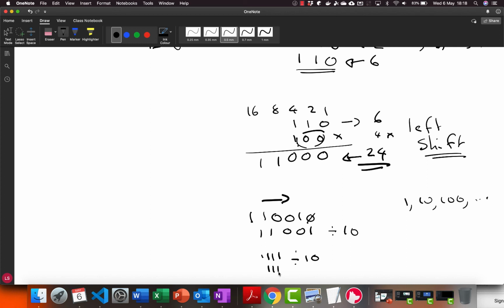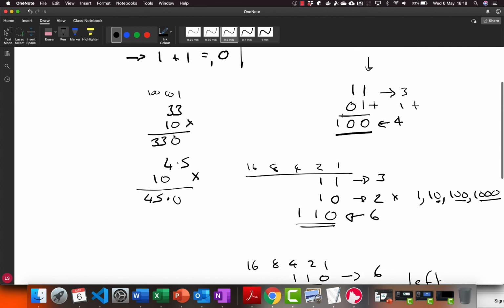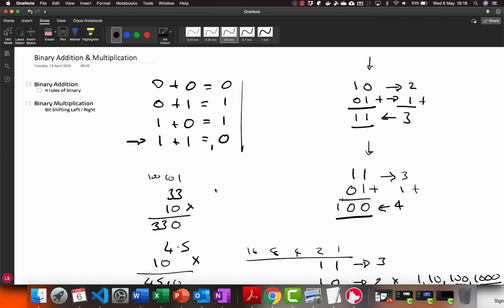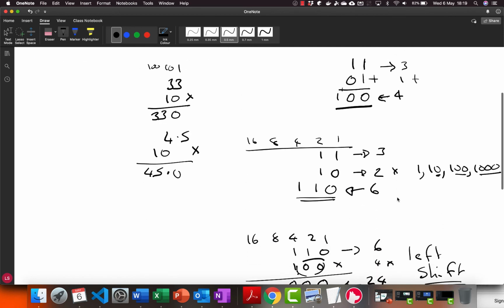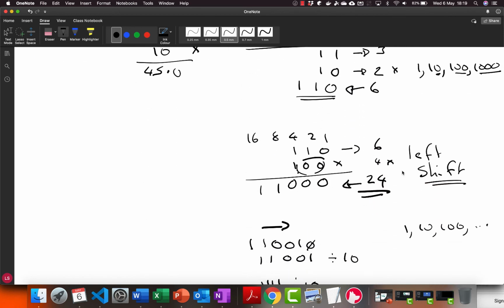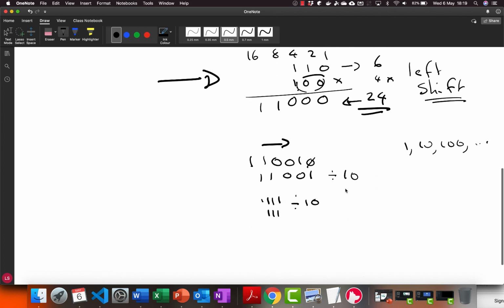Good. Just to recap, we've talked about the four rules of addition. You start on the right and work your way through the four rules of addition. Then we talked about multiplying by powers of 2, where you left shift the number by the number of zeros. And then we talked about dividing by powers of 2, where you right shift by the number of zeros.